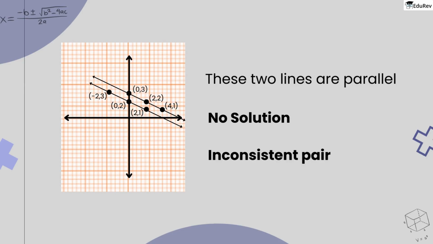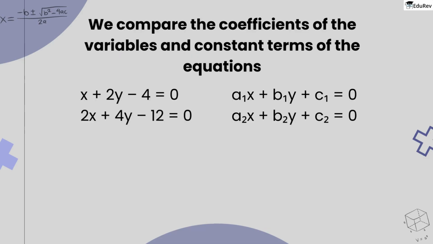Now, as we compared the coefficients of the variables of the equations in the previous example, in this case, we shall compare the coefficients and the constant terms. If their ratios compared are of the form a1 by a2 equals b1 by b2 is not equal to c1 by c2, we say that the pair of linear equations is inconsistent.